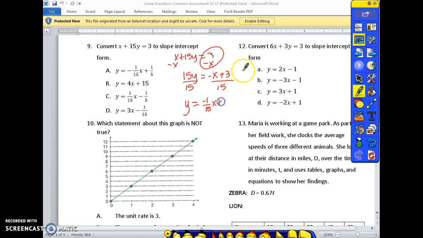3 divided by 15. 3 will go into both of those, so I'm going to simplify by 3. 3 divided by 3 is 1. 15 divided by 3 is 5. Y equals negative 1 over 15x plus 1/5.